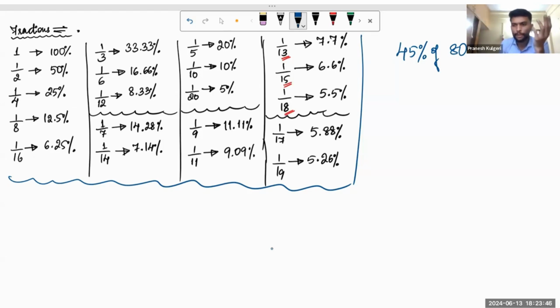The answer is 36. Correct. How did you do this? Very nice. 10% is 80 divided by 10, 5% is half of that, and 5% times 3 should be 15%, giving 45%. I'll tell you one more way. When the percentage is very simple, you can follow this method instead. 45% is a very simple number. So what I'll do is write it as 50% minus 5%. May I?